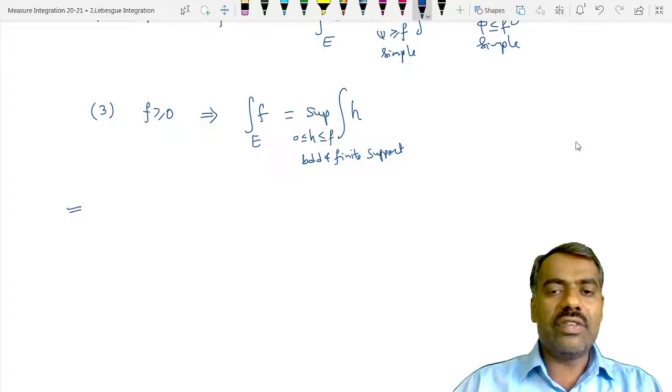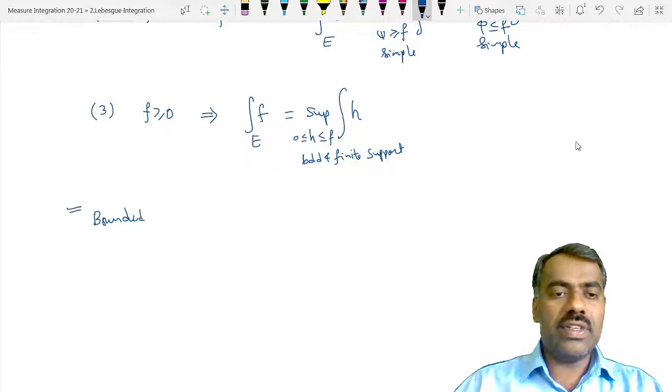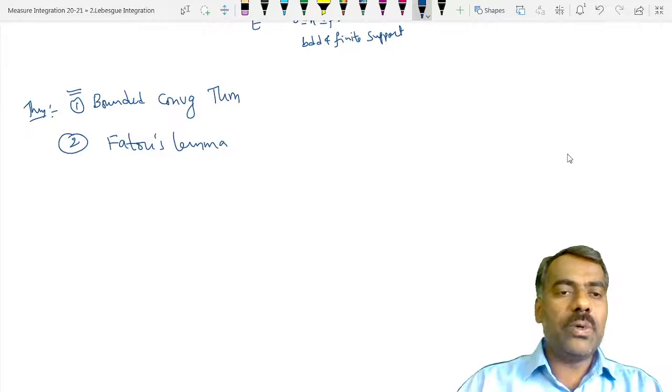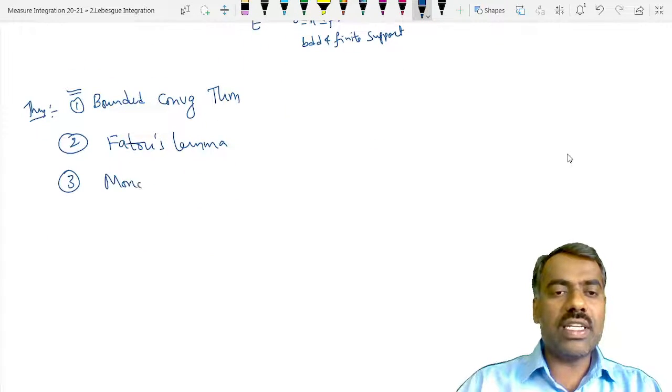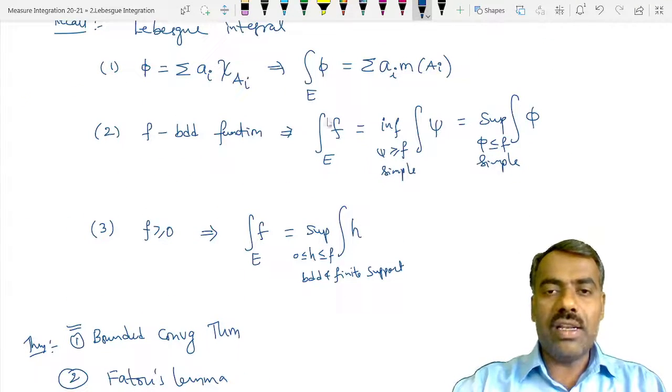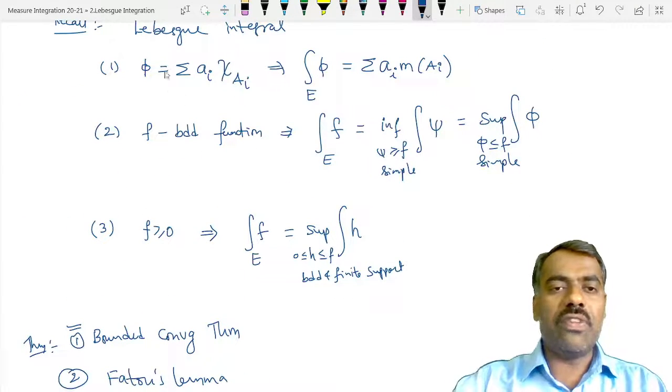And we have seen several properties and also results related to convergence: the bounded convergence theorem, Fatou's lemma, and we also proved the monotone convergence theorem, along with properties of the integral of a measurable function, no matter whether it is simple, bounded, or non-negative.